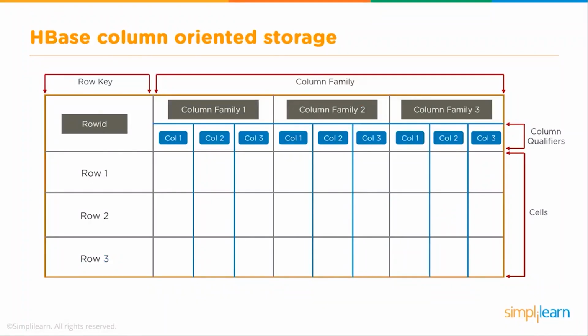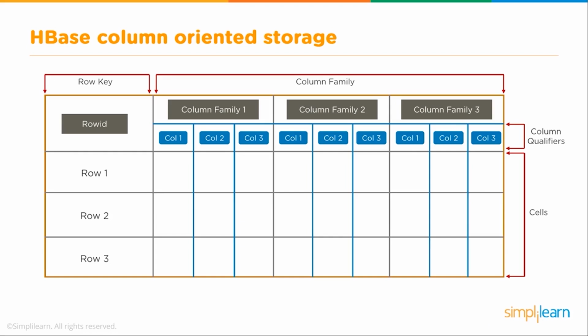HBase column oriented storage. I told you we're going to look into how it stores the data. Here you can see you have a row key, and this is really one of the important references: each row has to have its own key, or your row ID. And then you have your column family. Here we have column family 1, column family 2, column family 3, and you have your column qualifiers.